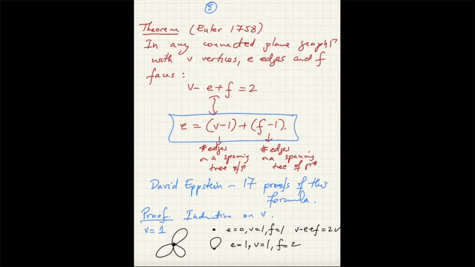So the contributions of E and F in this formula cancel each other, so you have V minus E plus F equals 2. Again, if you add another loop, you get E is 2, V stays the same, the number of faces goes up, and so on. So the formula is true if you have this bouquet of loops.